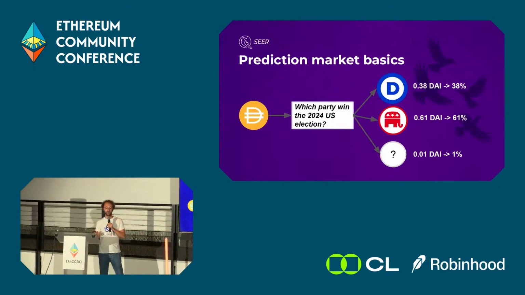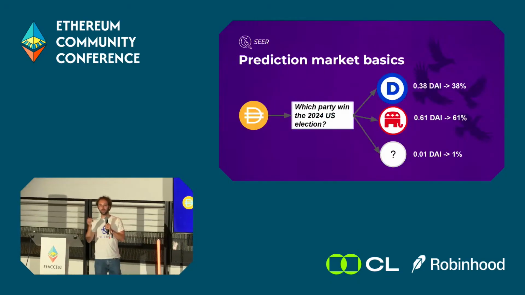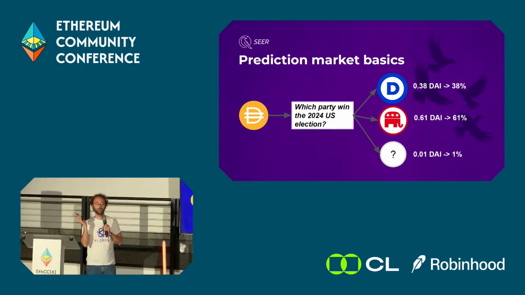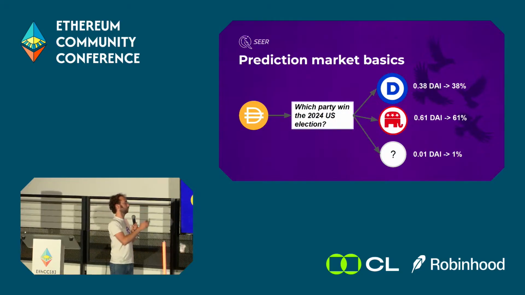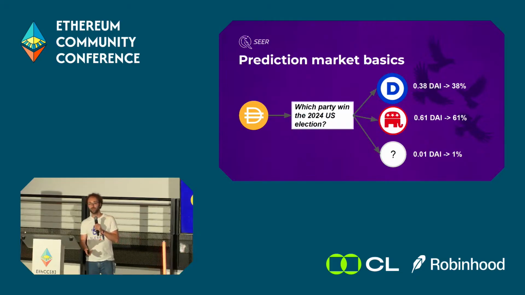So how does it work from a technical perspective? You have an underlying token. Let's say it can be like a USD stablecoin or ETH. You put it into a market, which is a question, and you get a complete set of outcomes. So which party will win the election? You get Democratic Party, Republican Party, other. That's ERC20 tokens. You can trade them wherever you want. And when you see the price, let's say, of the Democratic token at 38 cents, you can infer that the market is giving a 38% chance of the Democrat winning the election.